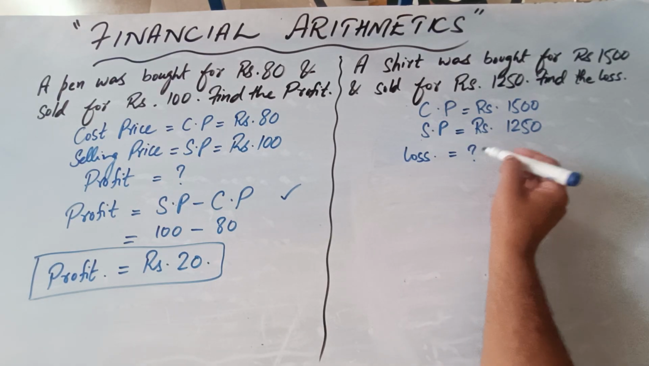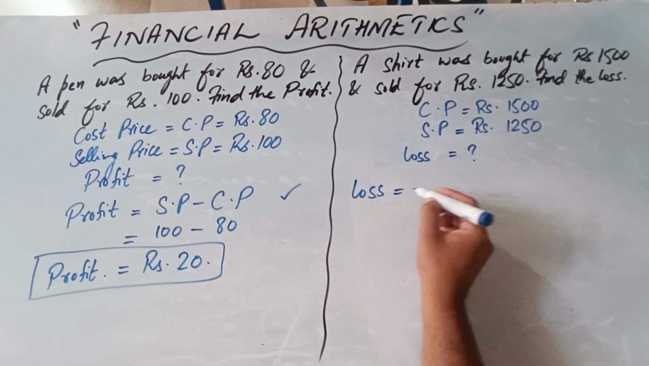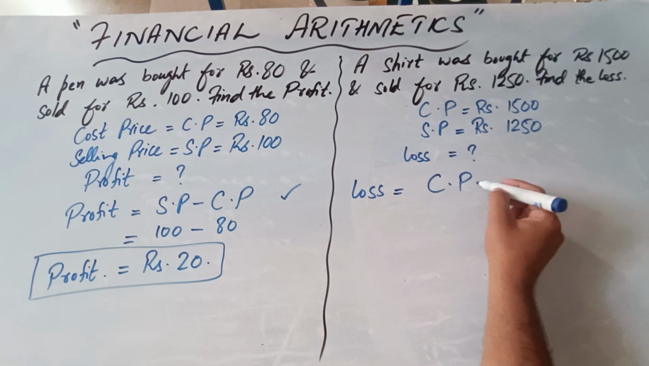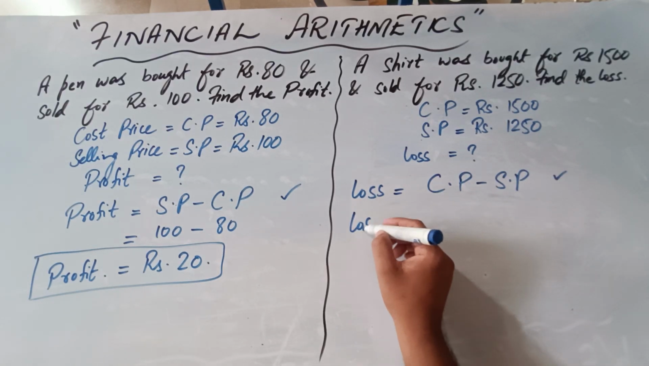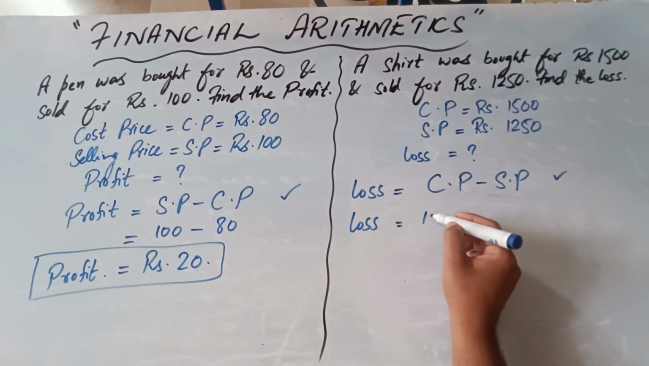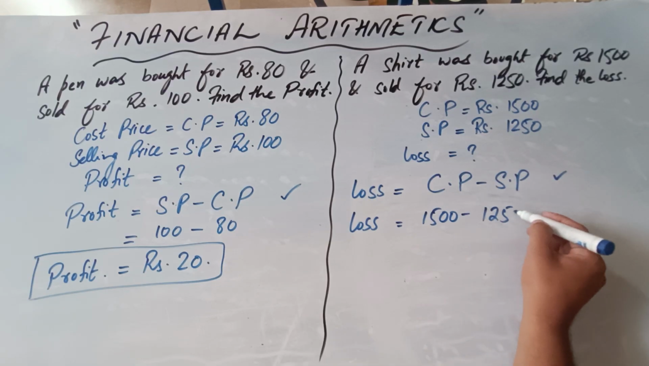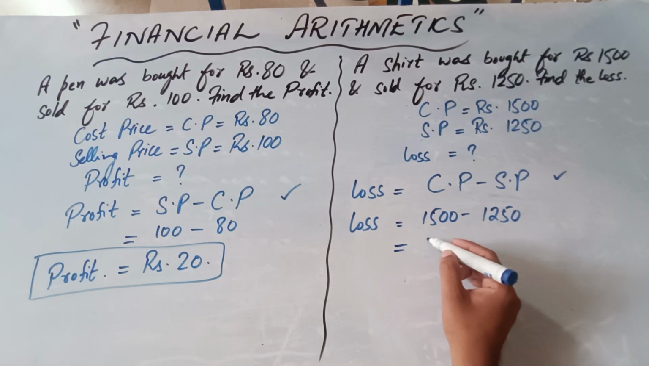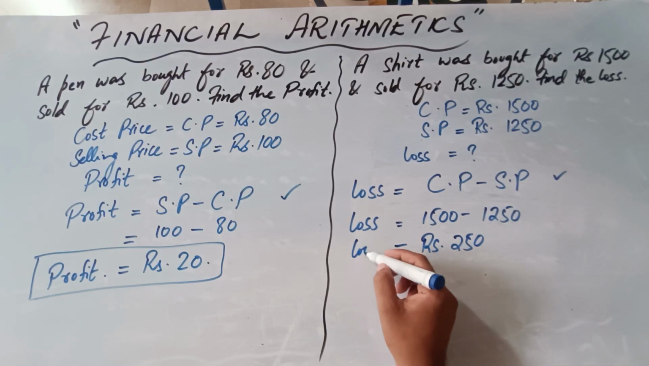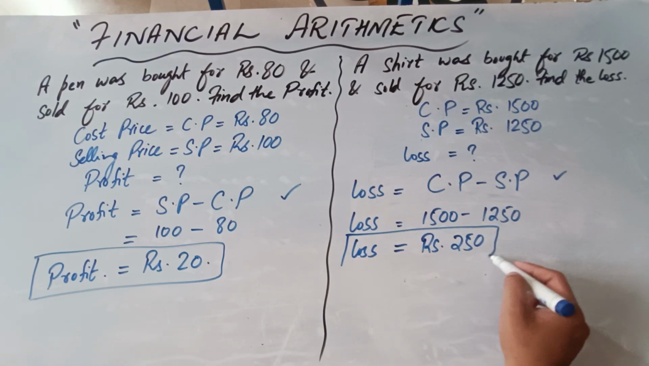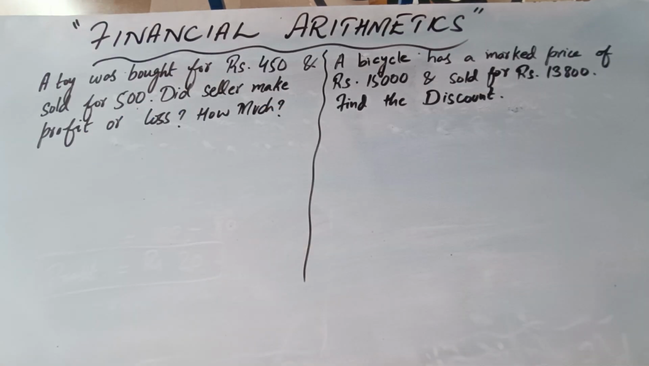When we need to find out loss, we will write the formula. Loss is equal to CP minus SP. So this is the second formula. So loss is equal to CP, 1500, minus SP, 1250. So the final answer would be rupees 250. So the person is suffering a loss of 250 rupees on a particular shirt.